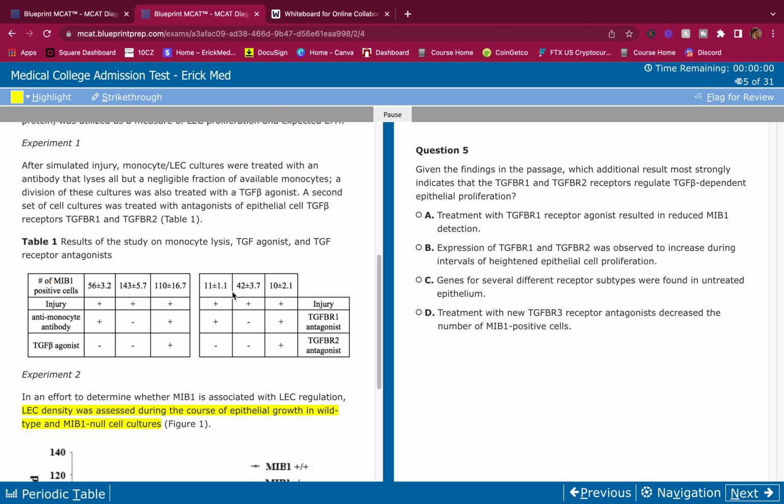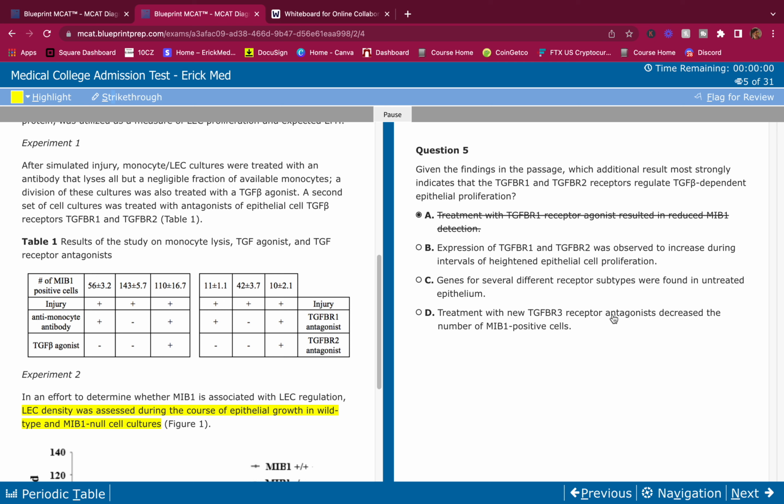When we have no antagonist, we have 42 here. Look at the mouse: 42, injury, no antagonist. When we add an antagonist, let's say we're adding antagonist TGF-BR1, we have less cells. We have less M1B1 positive cells. This answer choice is saying that we have reduced M1B1 with an agonist. But with the agonist, we have increased M1B1 detection. So this is wrong because it's wrong in the table.